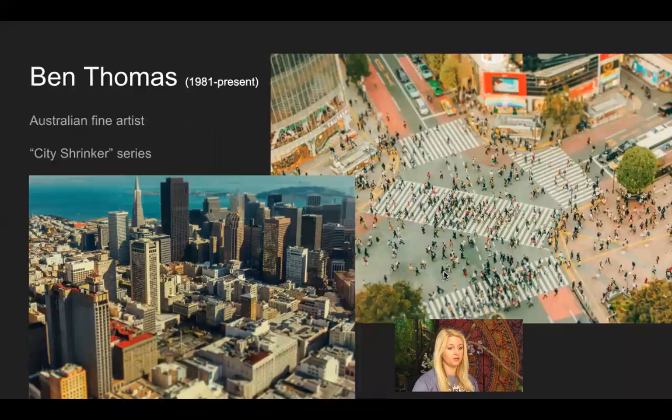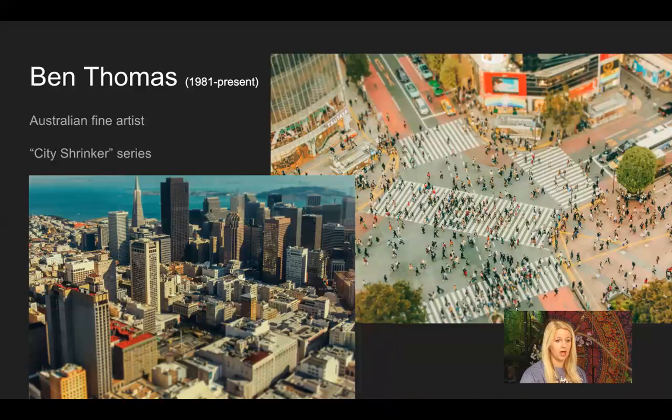Another photographer that uses the tilt shift effect is Australian fine artist Ben Thomas. So he does what's called a city shrinker series, where he captures from a high vantage point. That's really the key for these photographs, is they have to be from a really high vantage point. Otherwise, if you're more in line with the people in the city, it might not be as realistic of an effect if you blur the foreground and the background and leave the middle ground really clear.